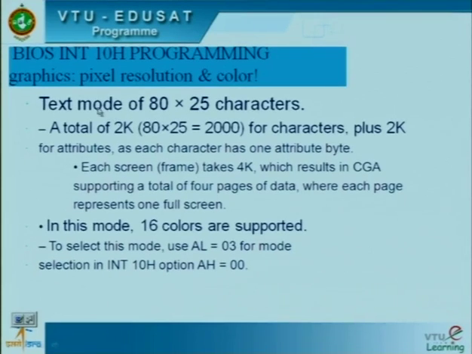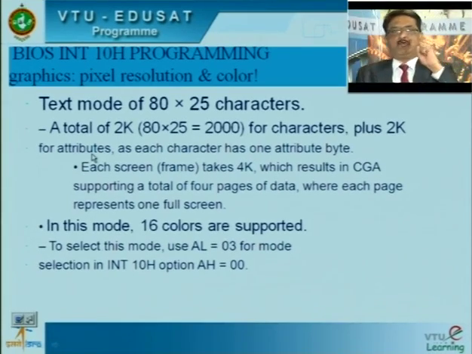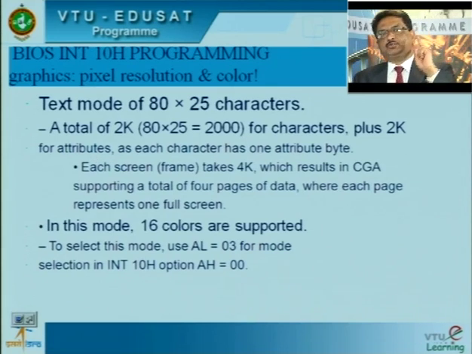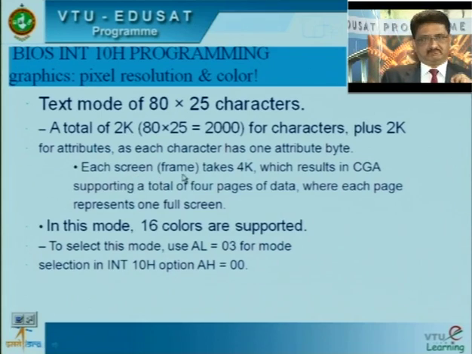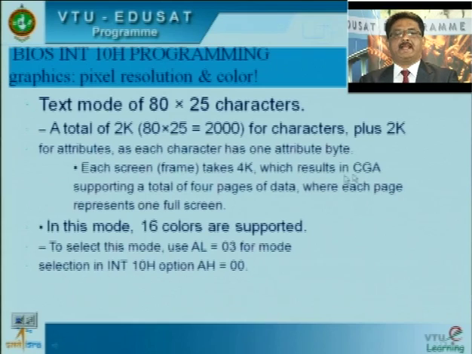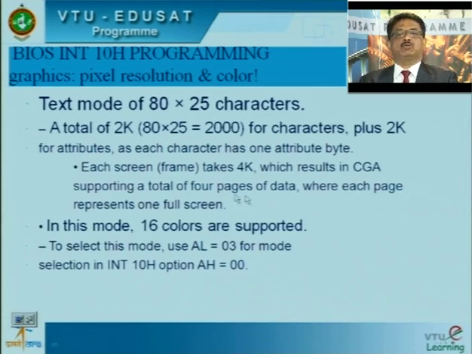Now, in text mode, basically it is 80 cross 25 characters. So I will have 80 columns and 25 rows. Totally I will have 2000 characters, which is nothing but 2K characters plus 2K bytes for attributes. If I want to store A, it will require 2 bytes, one for storing the ASCII value of A, another to store the attribute of character A. So each screen, that is each frame, takes totally 4K, which results in CGA supporting a total of 4 pages of data, where each page represents one full screen.